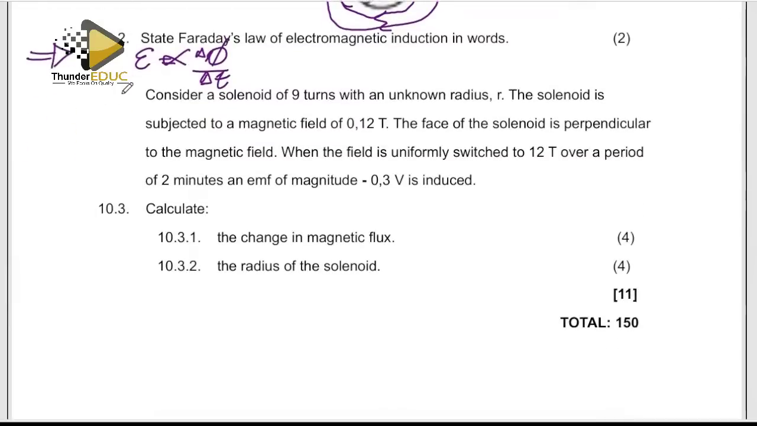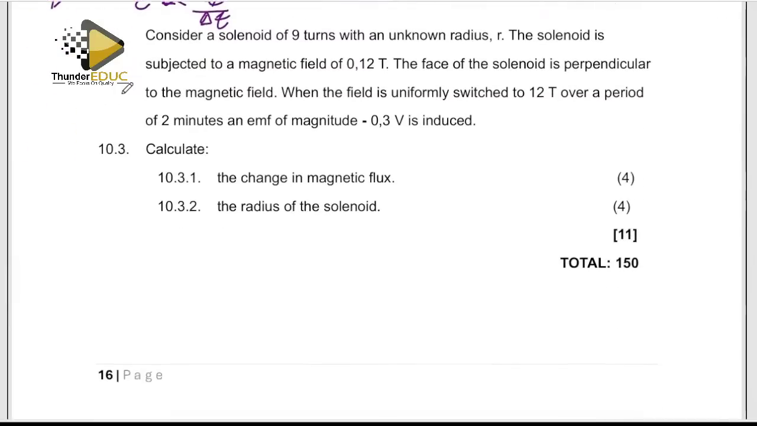Then consider a solenoid that's having 9 turns with unknown radius. The solenoid is subjected to this Tesla. The face is perpendicular to the magnetic field when the field is uniformly switched to 12 T over a period of 2 minutes, and the EMF is induced. They want us to get the change in the flux. So we can use the EMF and the change in phi over the change in time.